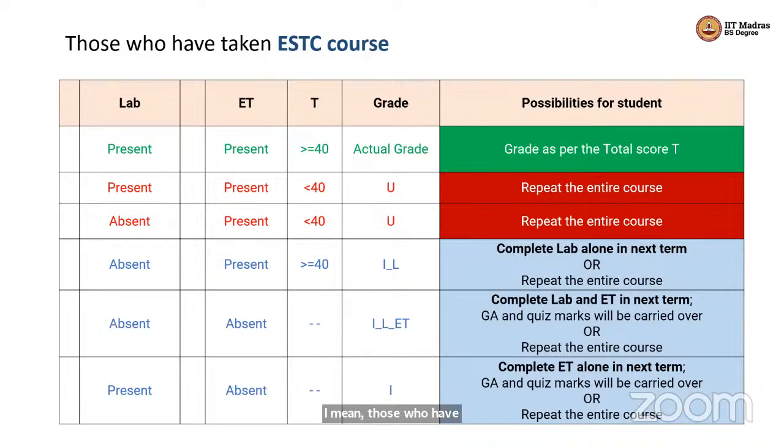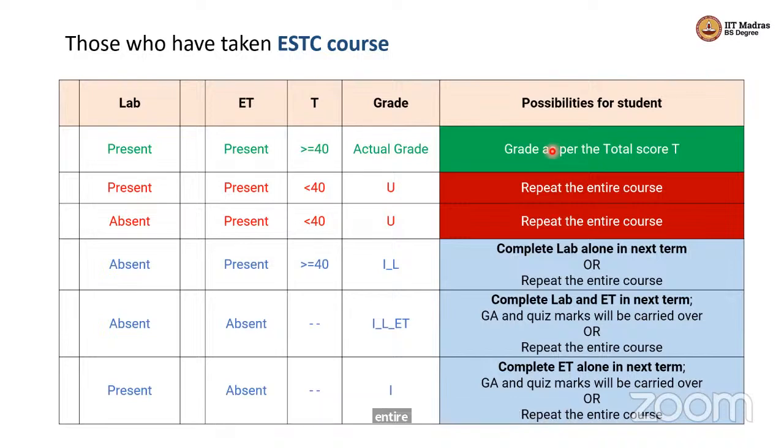Okay, so coming back, this table is mainly for those who have taken the Electronic Systems Thinking course, the ESTC course. There are three categories in this: green, red, and blue. Green means you have passed the entire course and you have got the actual grade.